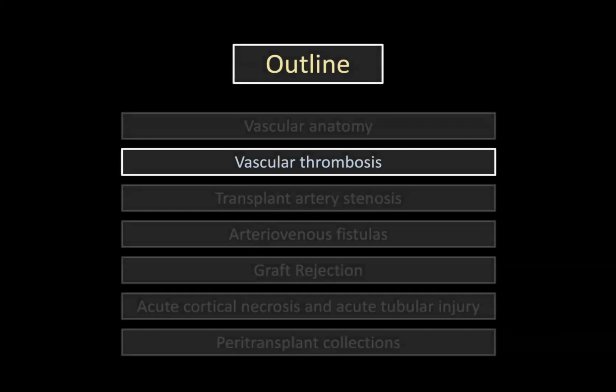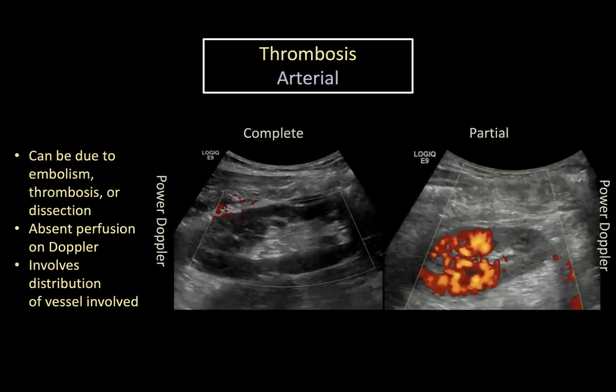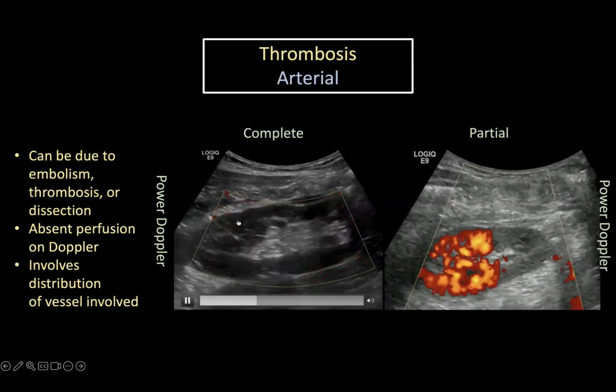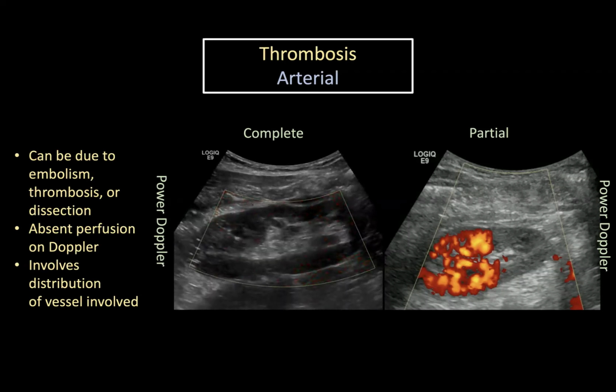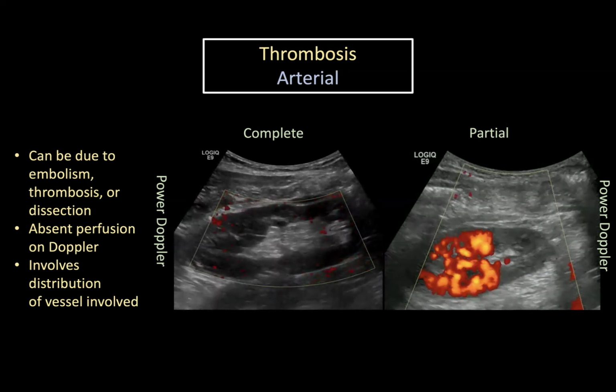So now that we've gone over the vascular anatomy, let's look over vascular thrombosis. And we'll start with arterial thrombosis. Now, arterial thrombosis can be from an embolism, it can be from thrombosis or a dissection of the renal artery. And this is really not too much of a diagnostic dilemma. You just get absent perfusion to the renal graft. You can see here in this power Doppler image, there's no real perfusion that you can see. There's just some artifactual flow within the box that's being evaluated.